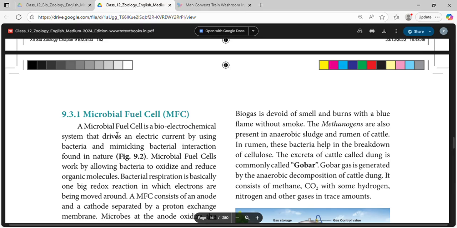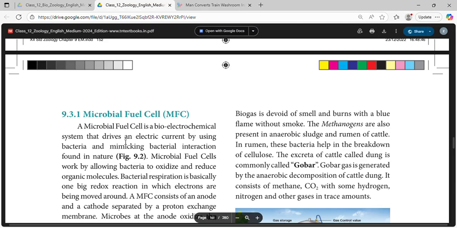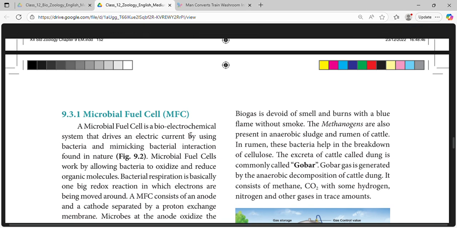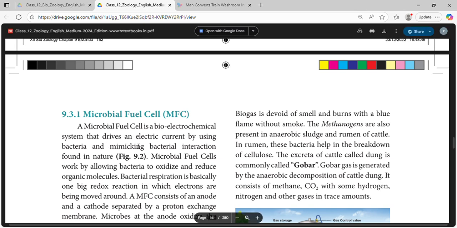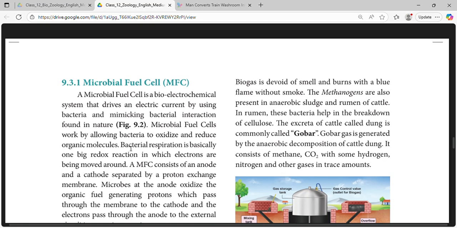A microbial fuel cell is a bioelectrochemical system that drives an electric current by using bacteria and mimicking bacterial interactions found in nature. Microbial fuel cells work by allowing bacteria to oxidize and reduce organic molecules. Bacterial respiration is basically one big redox reaction in which electrons are being moved around.